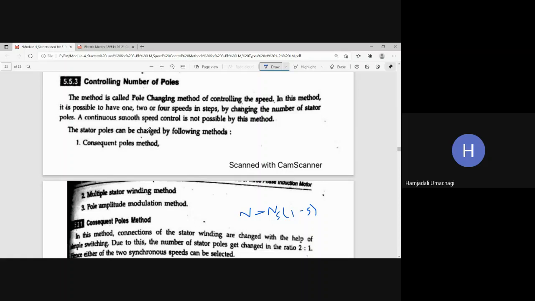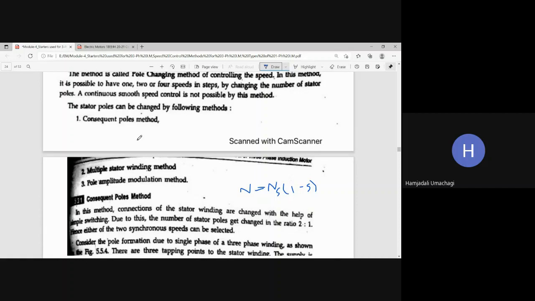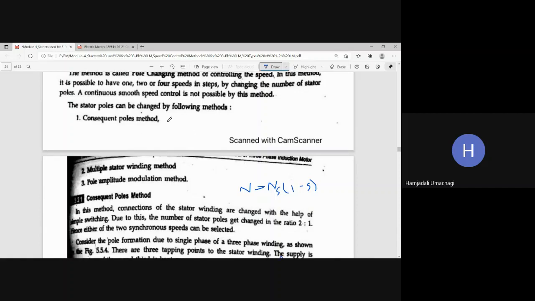Okay, the stator poles can be changed by the following methods. So now, how to change the stator poles in order to achieve different synchronous speed Ns? This is possible by, first, the consequent pole method; second, the multiple stator winding method; and third, the amplitude modulation method. So in the exam, if they ask a question like explain the speed control of a three-phase induction motor by the pole changing method, what you can do is explain the consequent pole method and the multiple stator winding method.